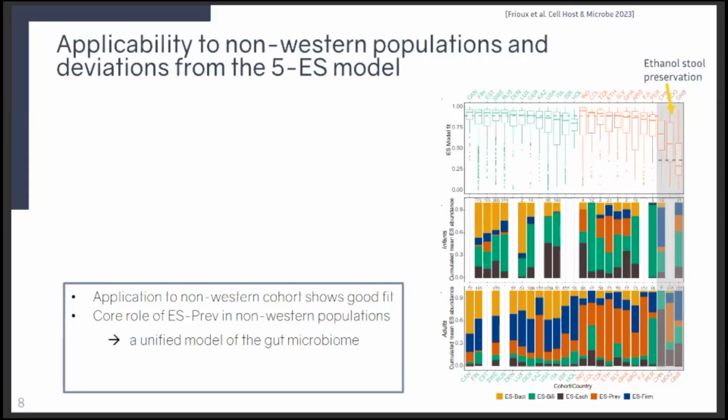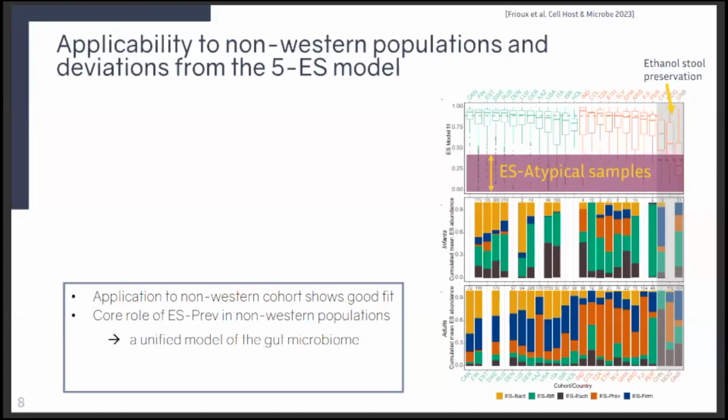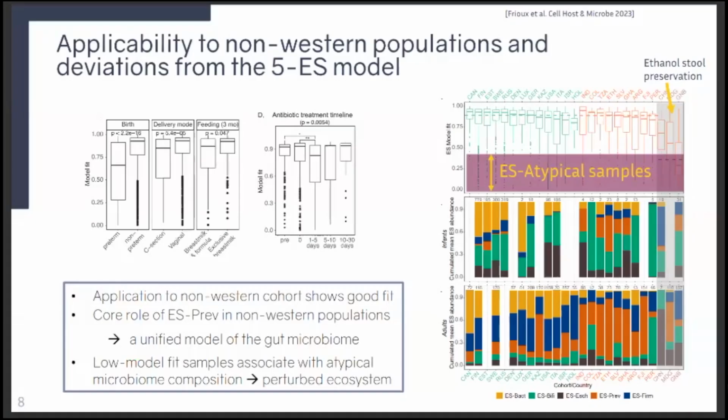Going back to these box plots here, you can see that we have long tails of outliers for which the model does not fit really well. So we call these samples ES atypical, and we try to understand why the model didn't fit. So we looked at the dominated genera in the samples. They were sometimes very pathogenic, and we tried to associate the fitting score of the model to clinical metadata that we have for the samples. And what we observe is that, for instance, you have bad fitting scores in preterm infants, so newborns that were preterms, newborns C-section delivered, or right after antibiotic treatments.